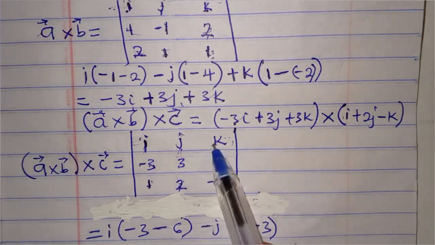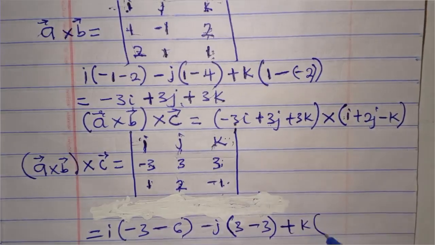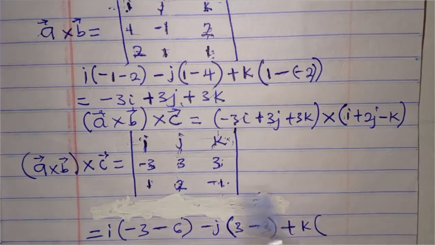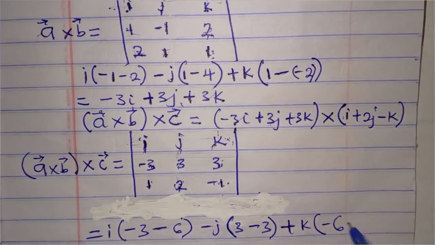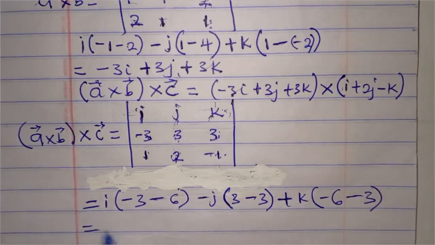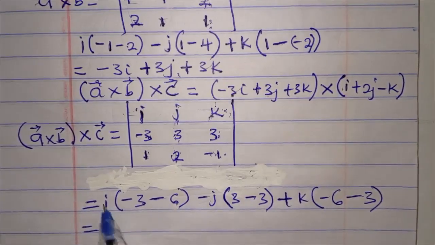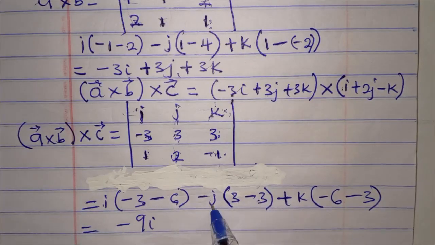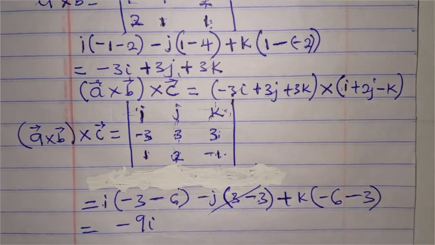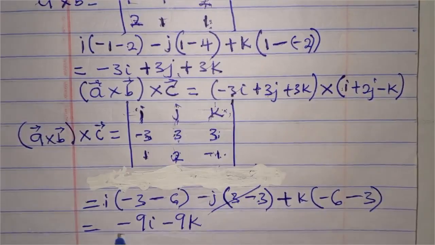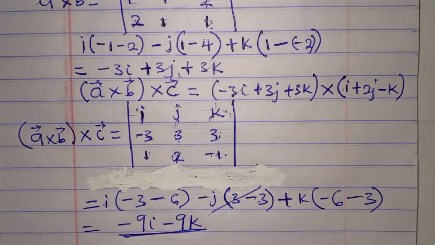Okay. k is positive. Eliminate this column and this row. We have minus 3, 3, 1, 2. So minus 3 times 2 is minus 6, and minus 1 times 3 is 3. So what's this equal to? Minus 3 minus 6 is minus 9, times i is minus 9i. 3 minus 3 is 0, times minus j is still 0, so this one is out. Minus 6 minus 3 is minus 9, times k is minus 9k. So this is the cross product of A, B, and C.